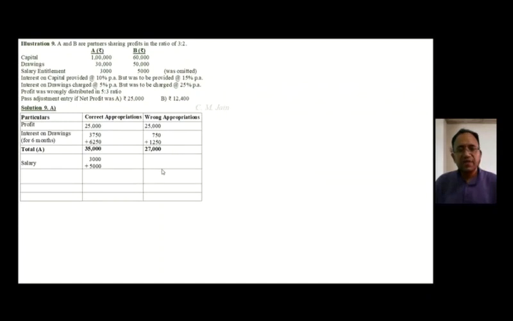Wrongly, how much salary has been given? The question says it was omitted, means it was missed out. So salary has not been given at all. So we'll just write dash over here.